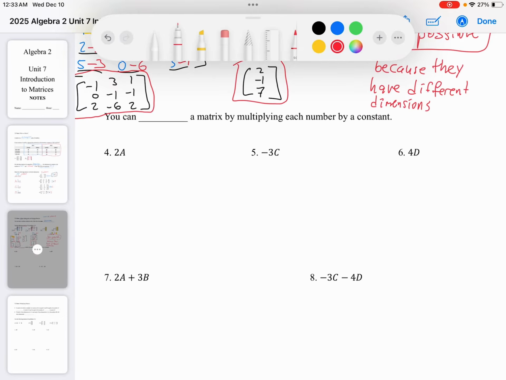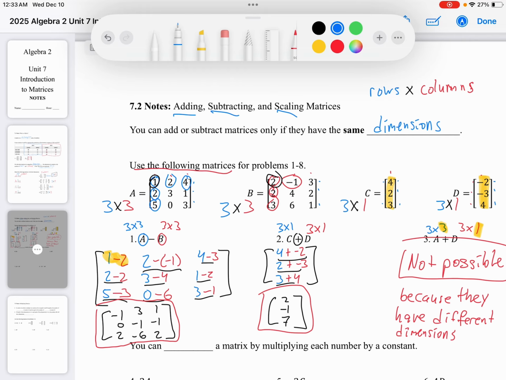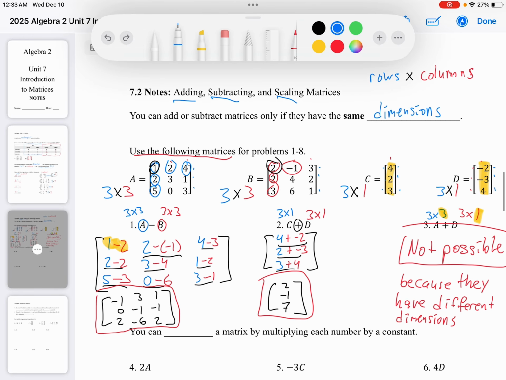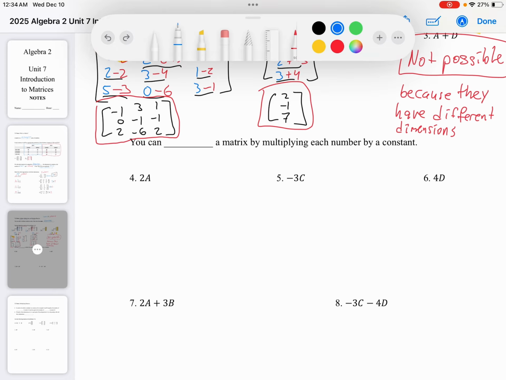All right, so scaling matrices. Before I get too far, if you haven't finished the top half of the 7.2 notes, you should go and do the first part of it first, and then you can come down and finish with this video. We're looking at scaling matrices.